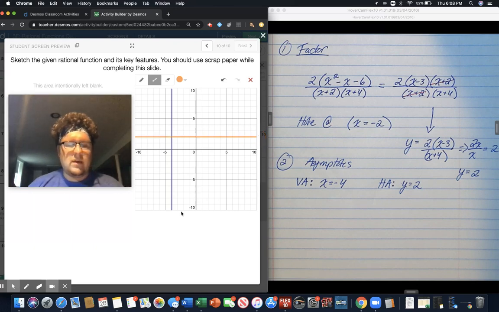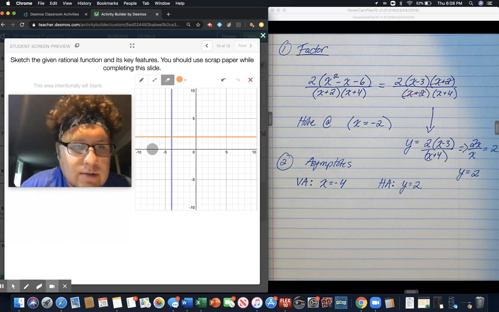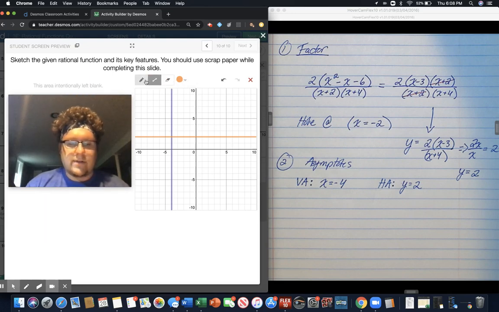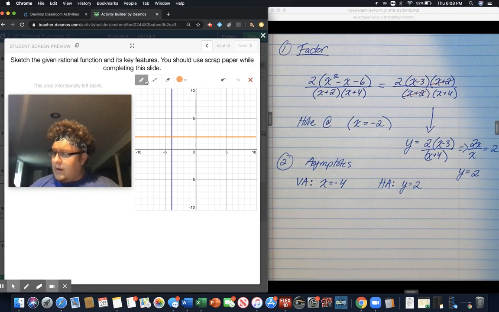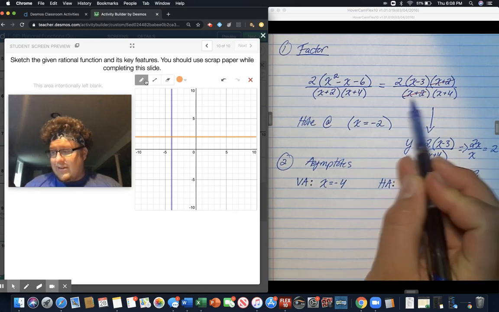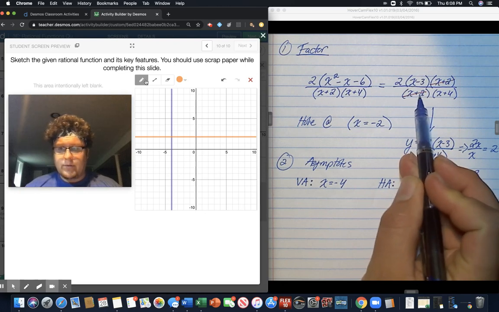Perfect. Okay. No way to make those dashed unless we were to erase a little bit each time, and I don't really have the patience for that right now. So, all right. Asymptotes are all set. We did have a second factor down here in the denominator that was canceled out.